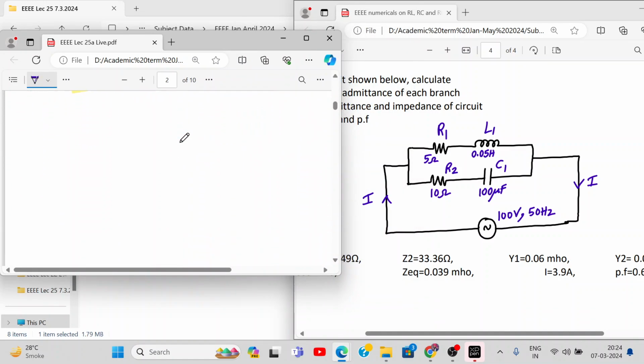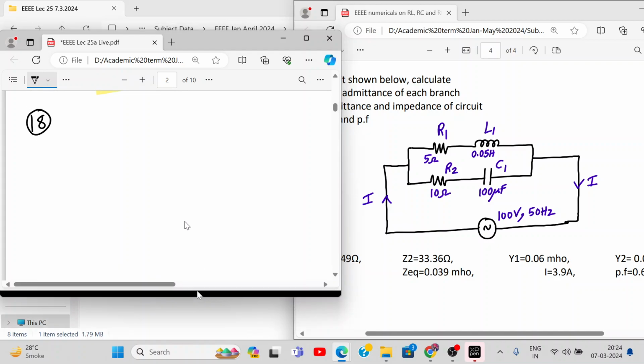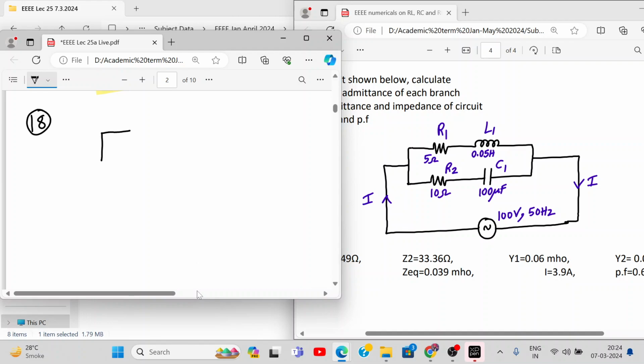Okay, so this is the last numerical for this topic. Then we'll start with series RLC resonance. Let's redraw the circuit the way it is there. So we have R1 and L1 values given to you. R1 is 5 ohms and L1 is 0.05 Henry.